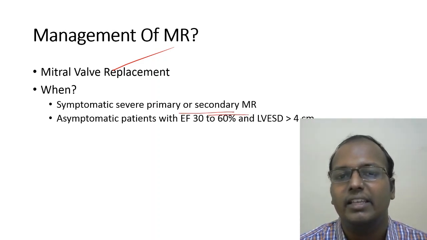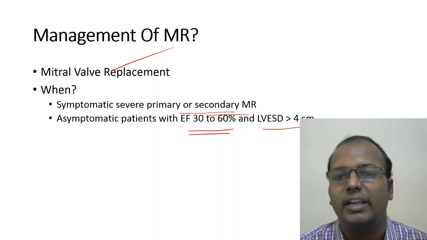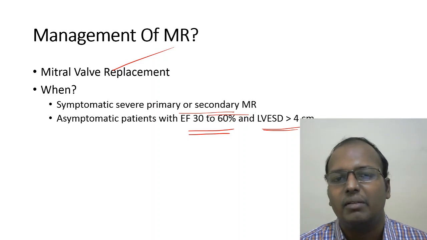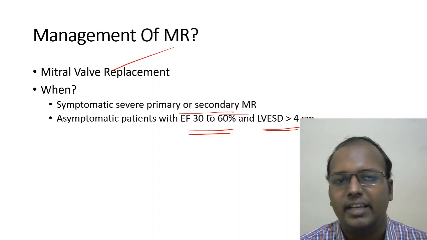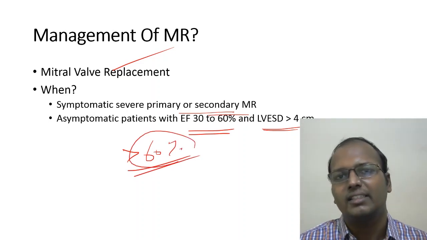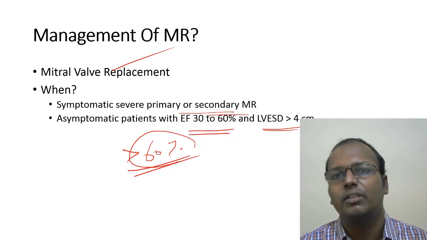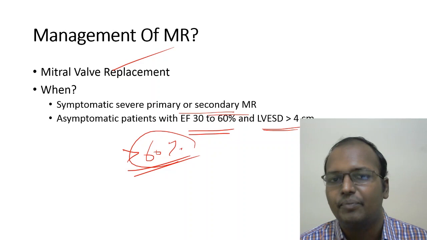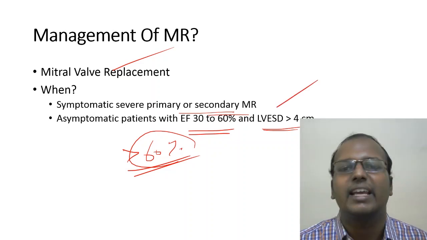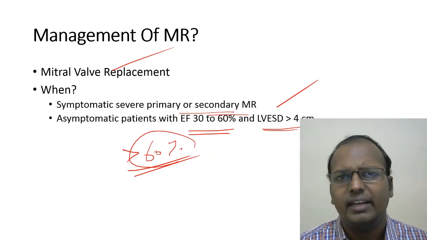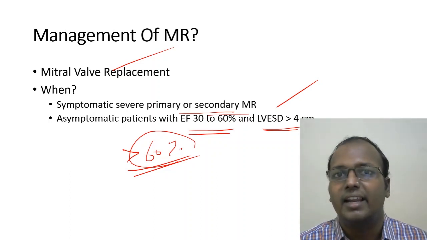In asymptomatic patients, consider it even when the EF is 30 to 60% or the LV end systolic dimension is more than 4 cm. That means the ejection fraction expected for a mitral regurgitation patient is more than 60%. If there is a slight decrease in the ejection fraction, then you should consider valve replacement. That tells us the ventricle is going for failure. Another point is the left ventricle end systolic dimension, if it is more than 4 cm. That also tells that the ventricle is going for dilatation and failure.